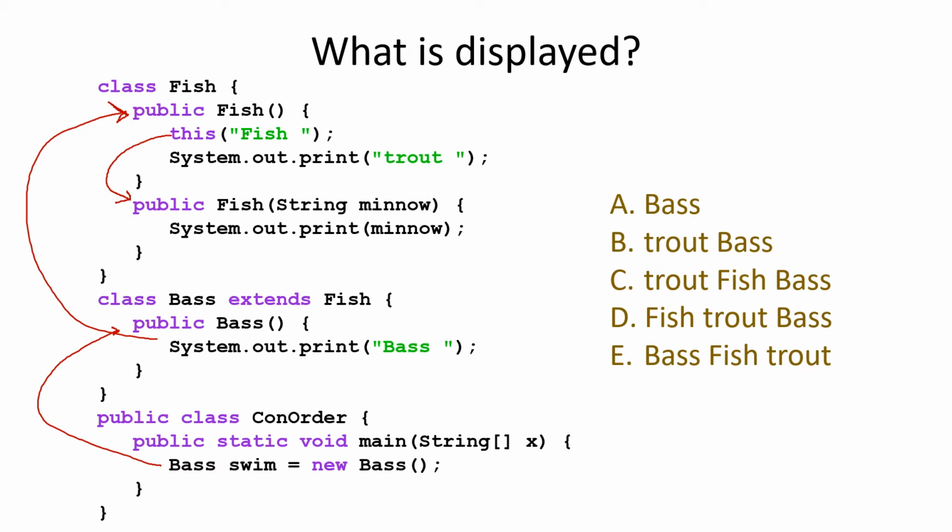String printout will be fish, and then that returns, and it will print trout. And then that method returns back to the BAS one, where it'll print bass. So it'll print fish, trout, bass, which is answer D.